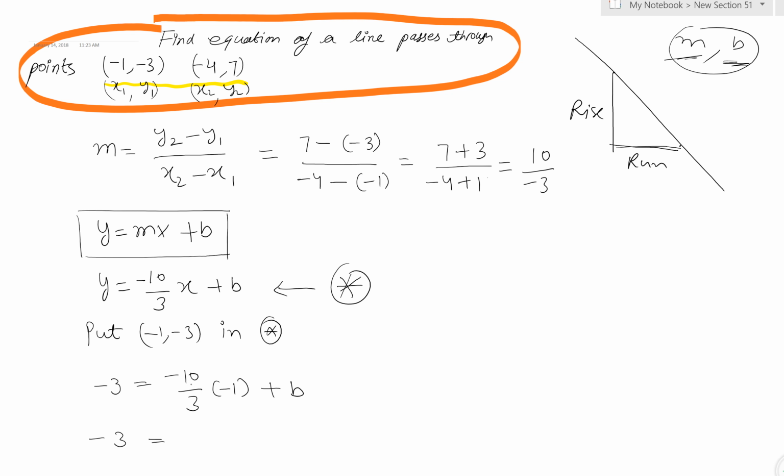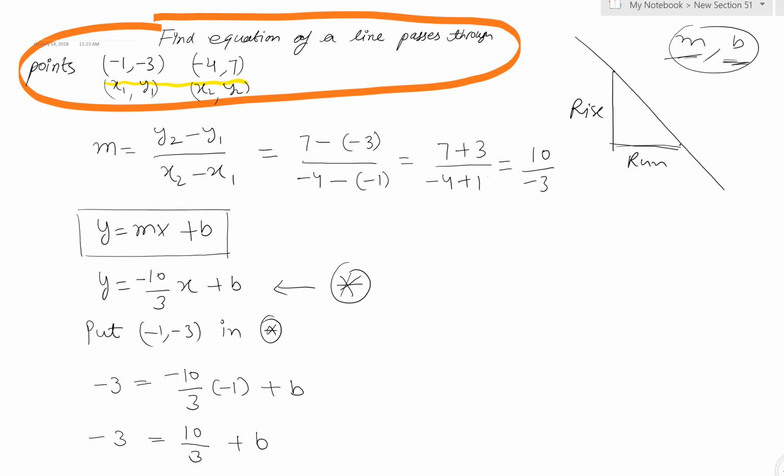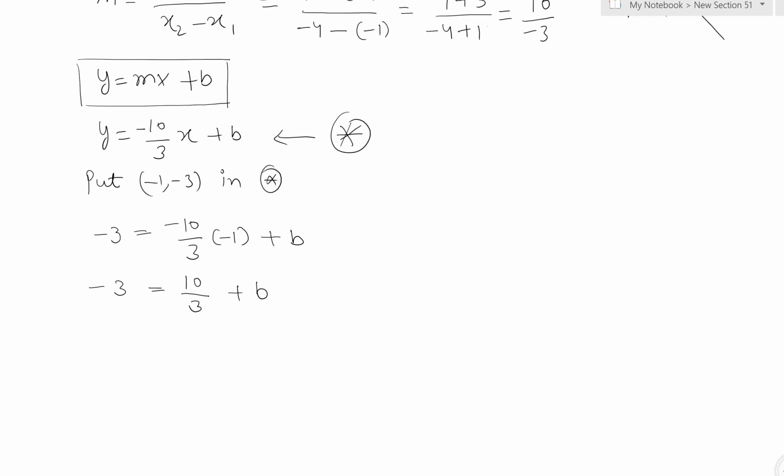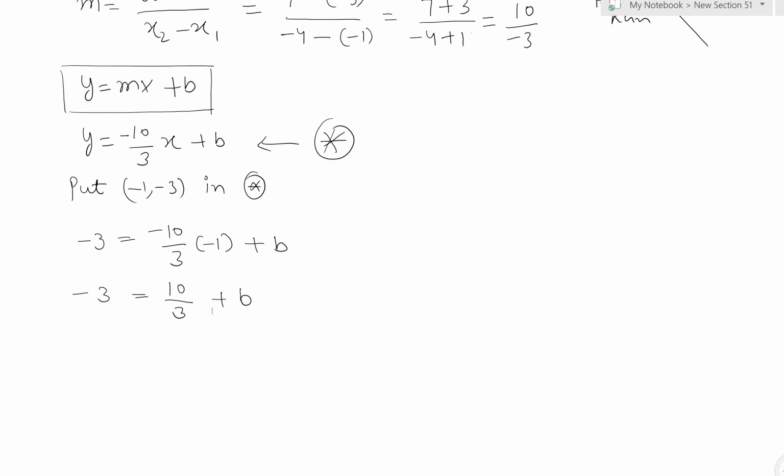Now we do minus 10 times negative 1, which is just 10 over 3 plus b. And you understand that, right? Negative times negative becomes positive. All right. Now the next thing is you move your number, which is that, to the left side, and it becomes negative.